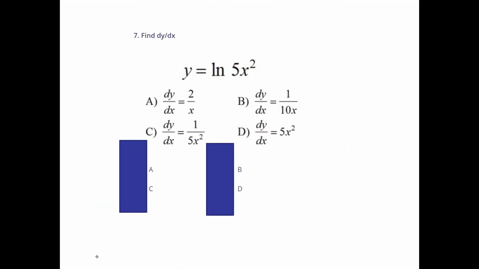All right, let's take a look at the next one. y equals ln 5x squared. So this is going to be the ln u derivative. So if y equals ln u, then y prime is going to be 1 over u times u prime. So once again, your u is going to be 5x squared. So just on the side, I'm going to say let u be 5x squared. Then u prime is going to be 10x.